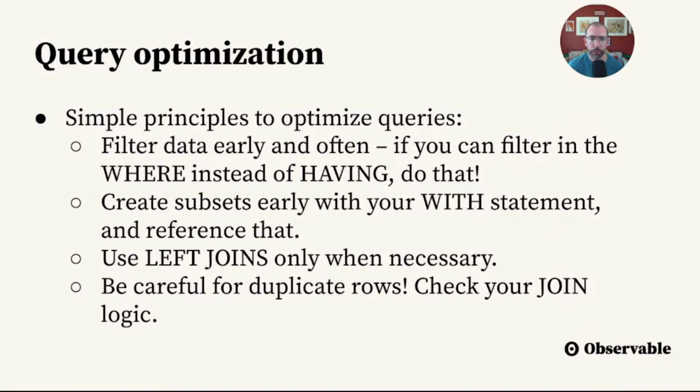As much as you can filter your data and reduce the number of records that you're looking at, your query is going to run faster. So if you can filter in the where, which kind of happens earlier than the having clause, you should do that. And if you can filter to a subset in a with statement and just use that subset of data first, that's going to make your query run a lot faster. So try to filter your data as much as you can.